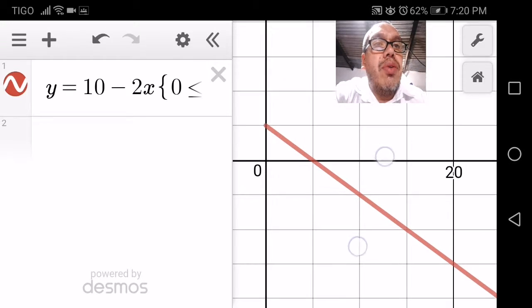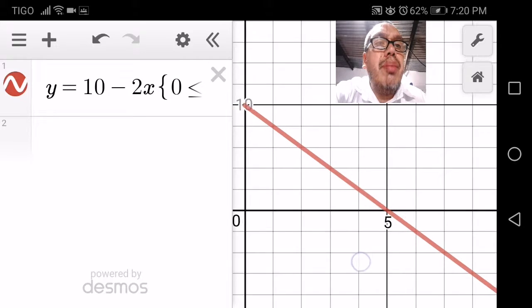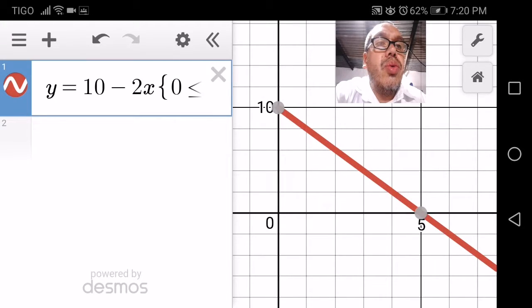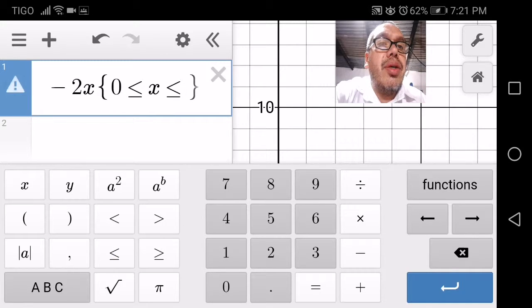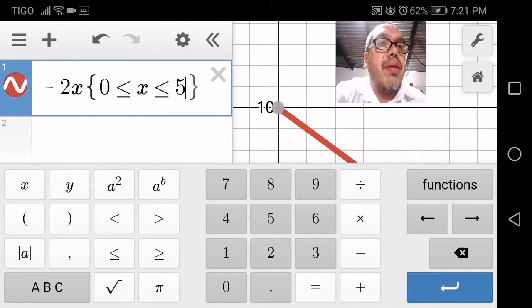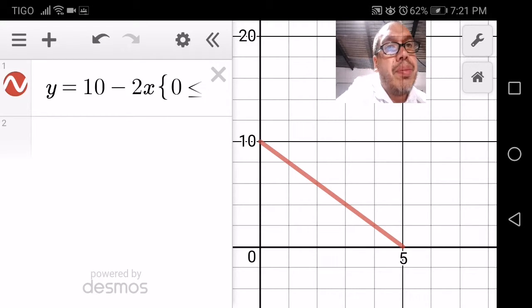Also, if you want to go a little deeper into this, if it's 10 minus 2x, you know that it's going to cut over there at 5. So you can go to your restriction and also tell it that x has to be less than 5. And so that way you have restricted the function.